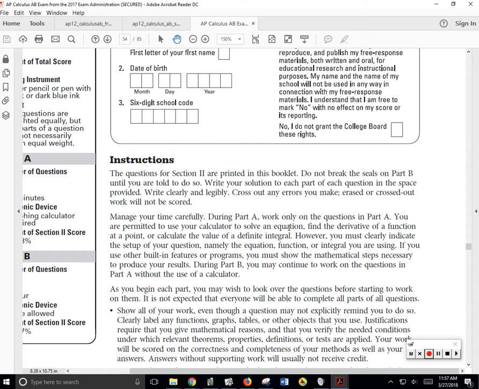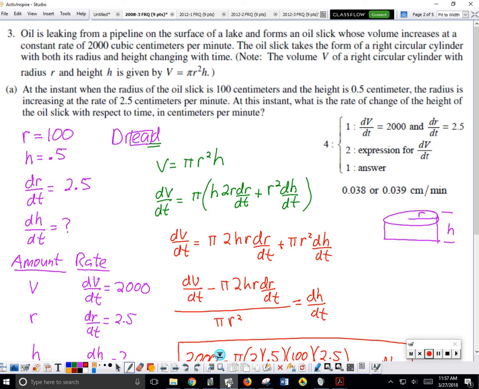That's what you did. Find a derivative of a function at a point, or calculate the value of a definite integral. However, you must clearly indicate the setup of your question, namely the equation, function, or integral you are using. So you had done that, Kersey, because you have this equation written down, and you said you even wrote it down with the numbers plugged in. And so then you just write down the answer. It should be fine. Or if you're nervous, you can say, solved using my calculator or something. Does that make sense?